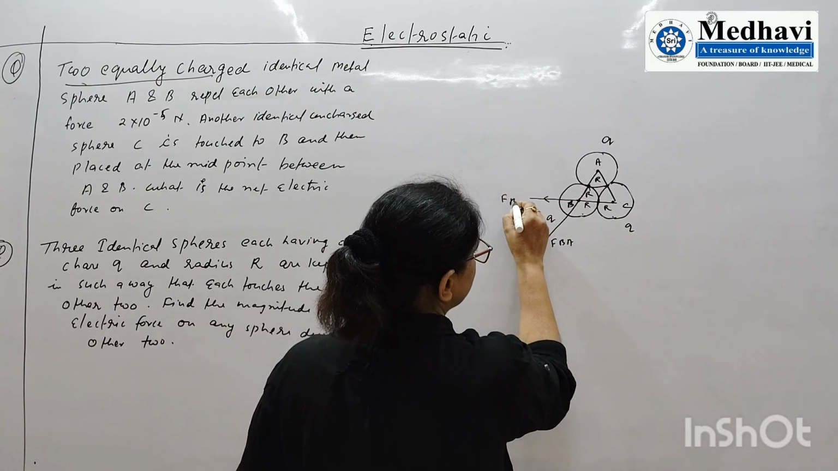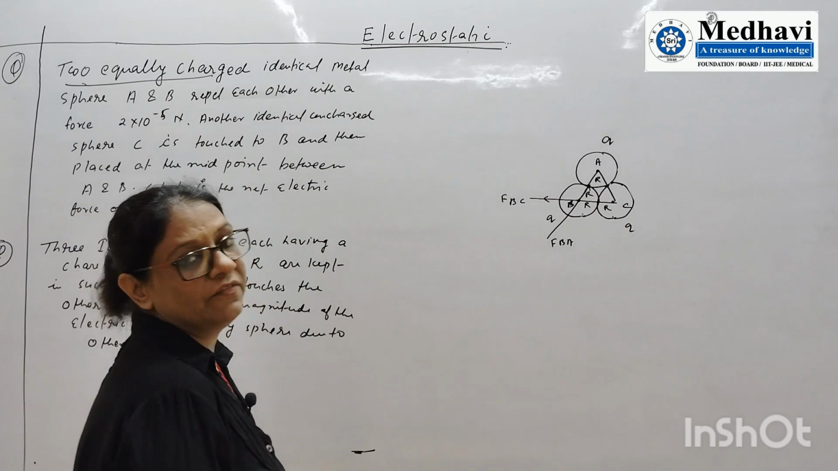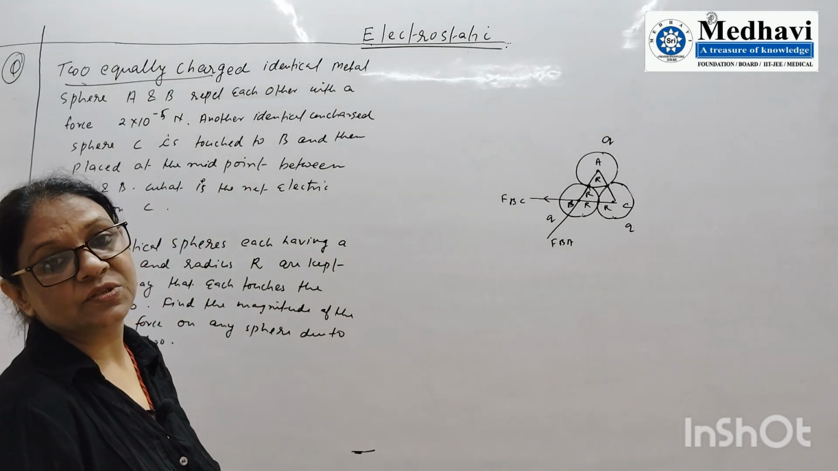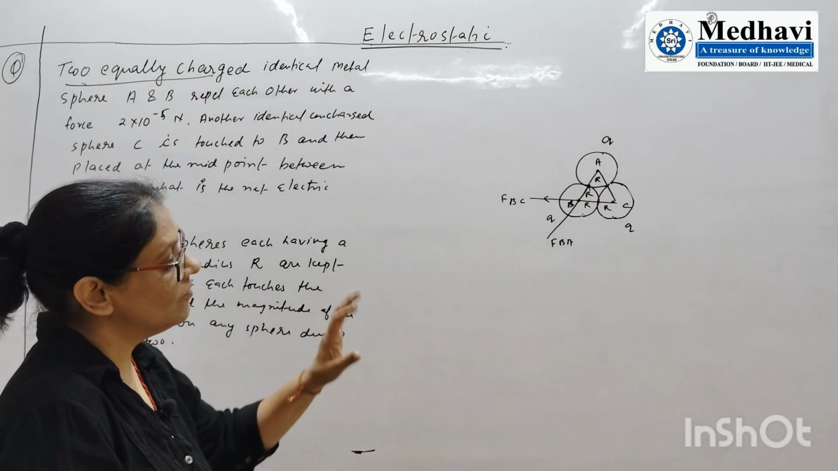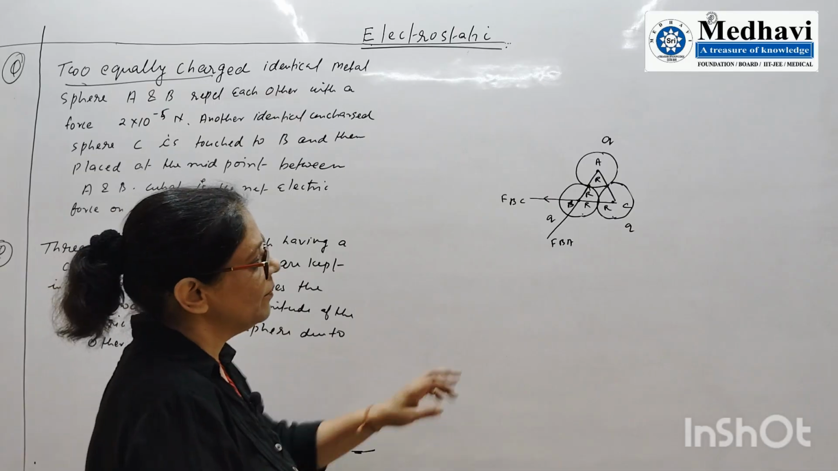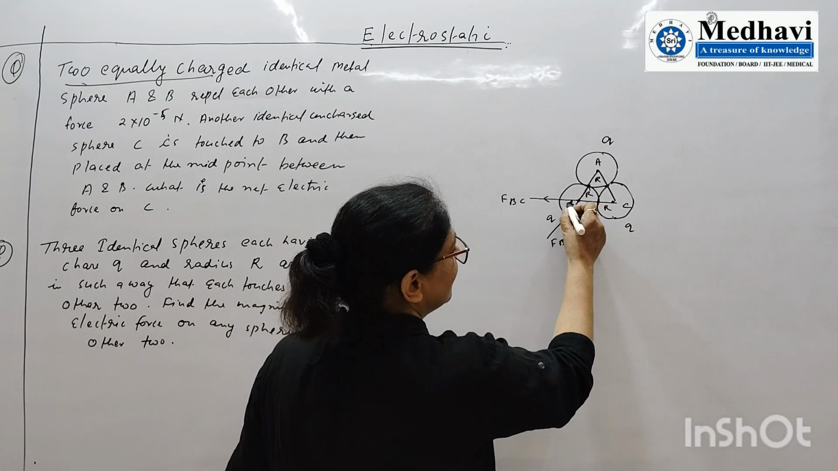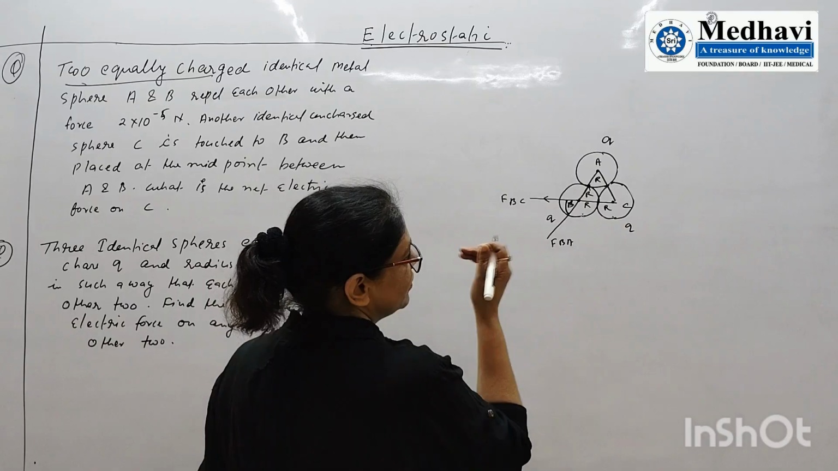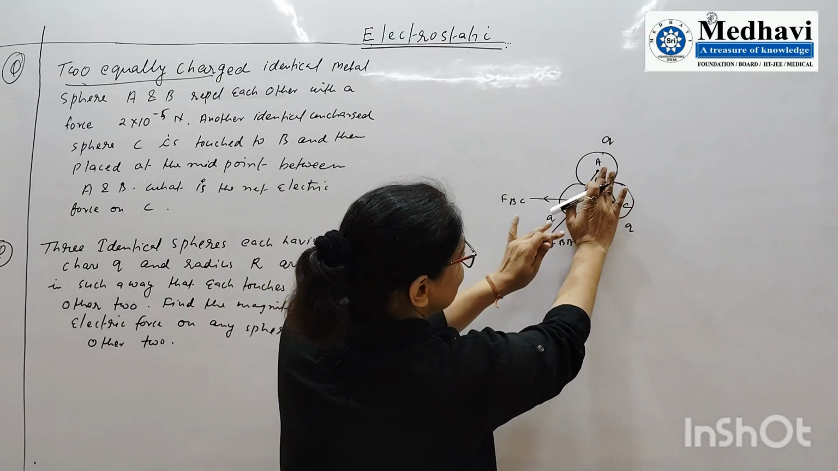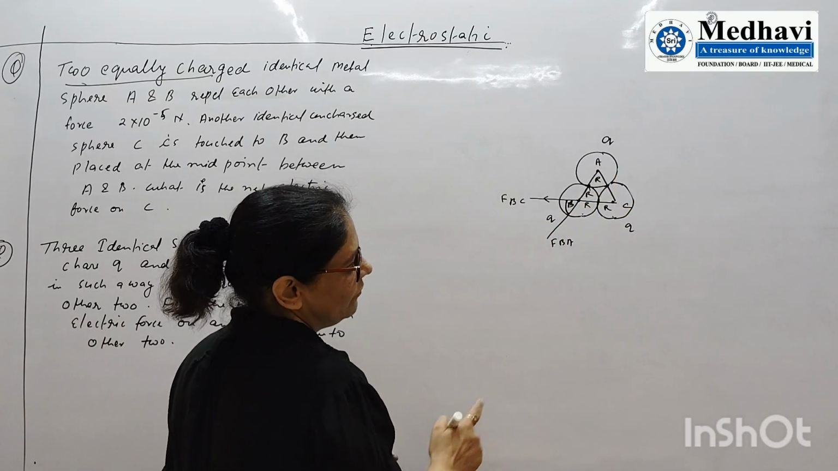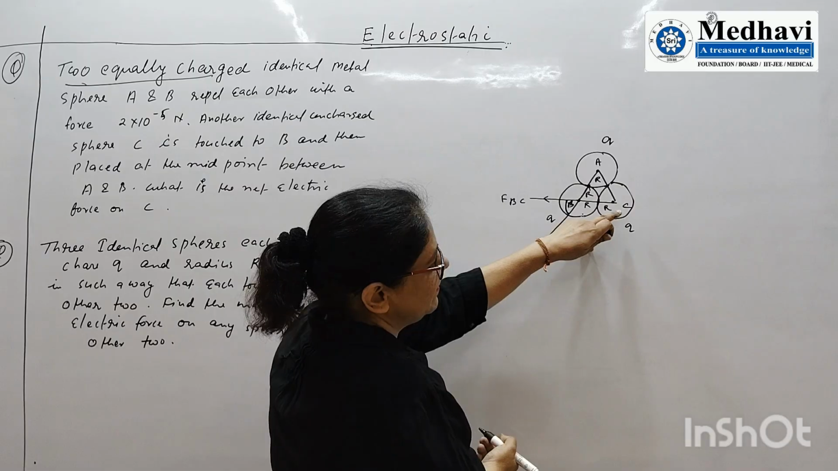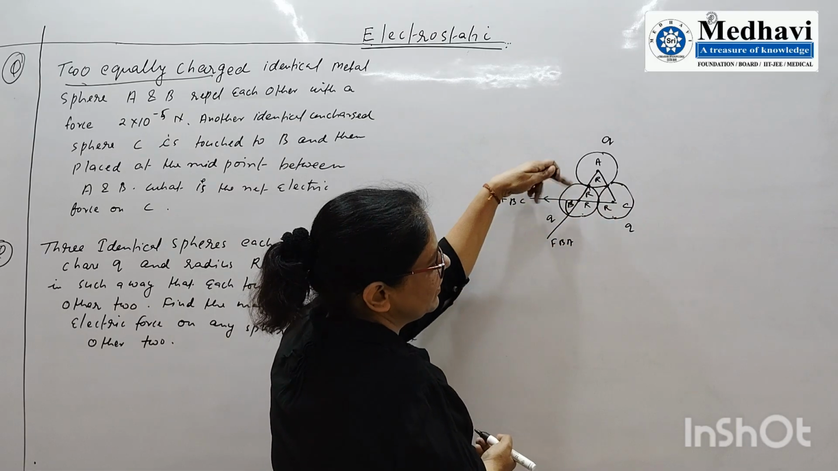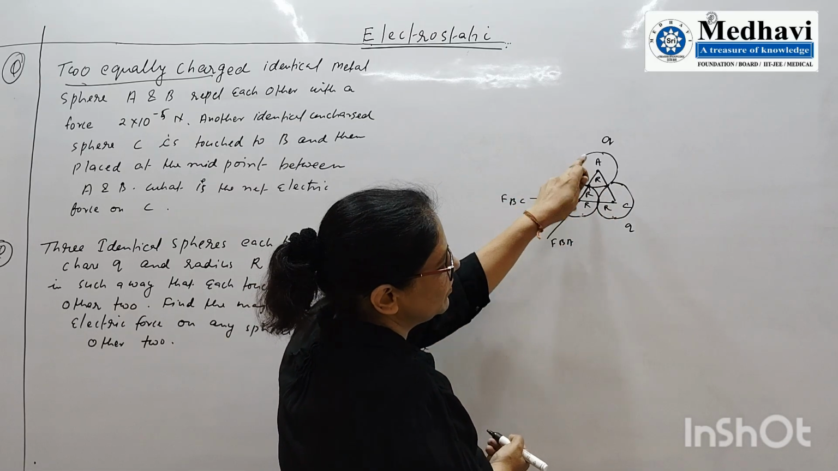Force on B due to C. Very important information, this is based on vector. Here we will find the resultant of the forces because there is an angle between the two forces. So we will get a resultant. This is very simple. If you avoid this, this is the important point: when a third charge is kept between two charges, it will not affect the force between these two.